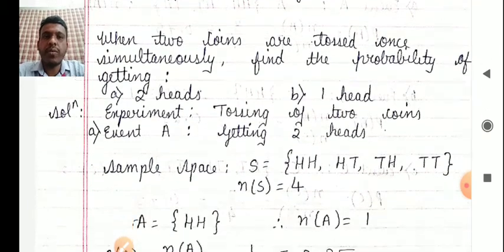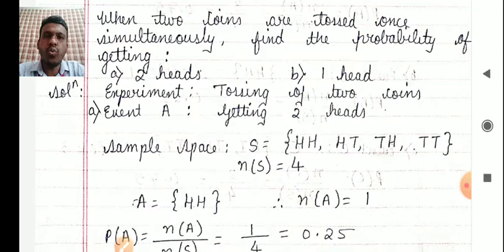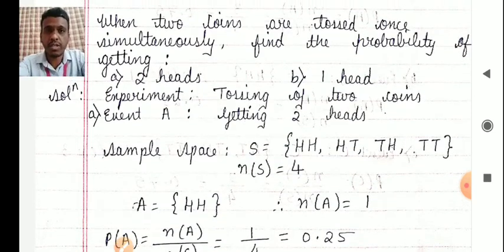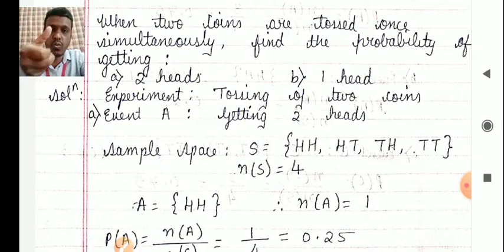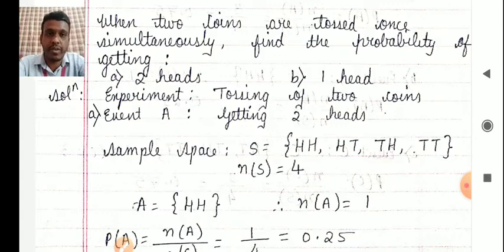Now what is this third problem? When two coins are tossed once simultaneously, find the probability of getting A, 2 heads, B, 1 head. When two coins are tossed simultaneously, that means you are tossing two coins, 1, 2, at the same time. So what is the experiment you are doing? Two coins are tossed simultaneously, that is your experiment. You can also write it as tossing of two coins in simple words.